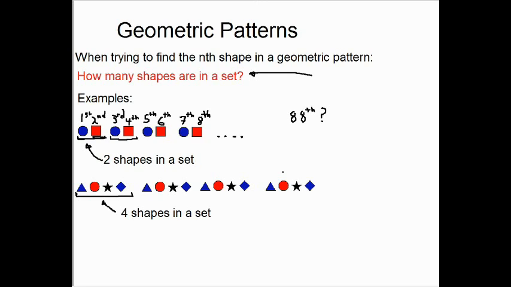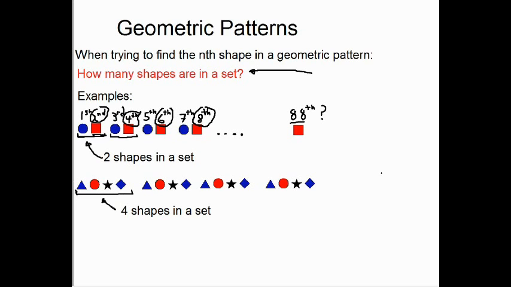And hopefully you were able to recognize that in this geometric pattern, every second shape is a red square. In other words, if we're at an even numbered position, it's going to be a red square, because our red squares are in the even number positions: the 2nd, 4th, 6th, 8th. If we kept going, it would be 10th, 12th, 14th, and so on. We recognize that the 88th position is an even number, so it must be a red square.